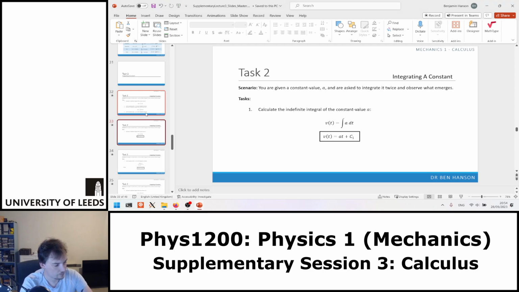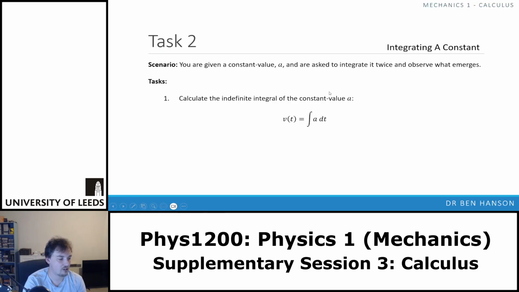Nice. Right. Calculate the indefinite integral of the constant value a. A, constant value, is effectively a polynomial. It is a multiplied by t to the 0. T to the 0 is 1. Anything to the 0 is 1. So this is effectively a polynomial. Constants count as polynomials. So if I integrate a polynomial, I need to add 1 to the power and divide by the new power. So I've got t to the 0, so that's going to be t to the 1, and then divide by 1. V of t is equal to at plus c1.